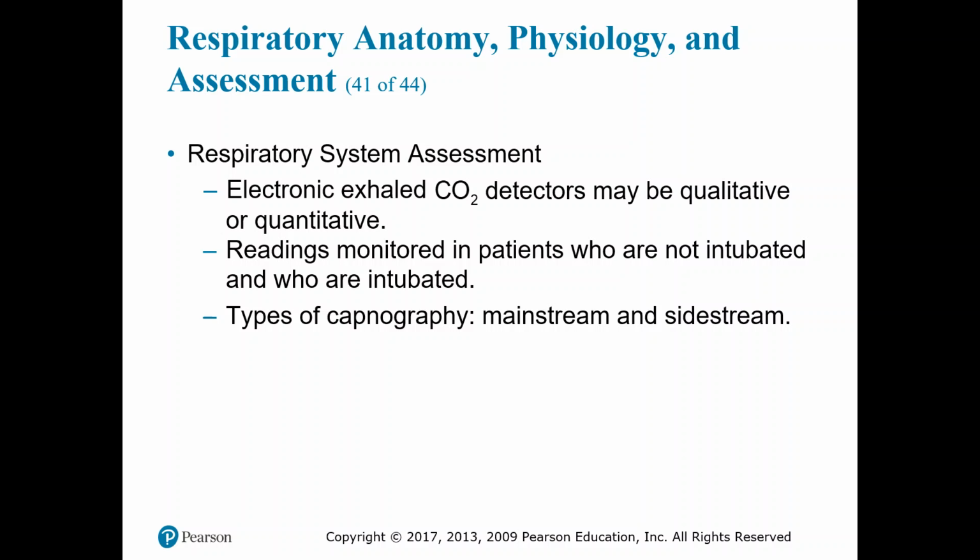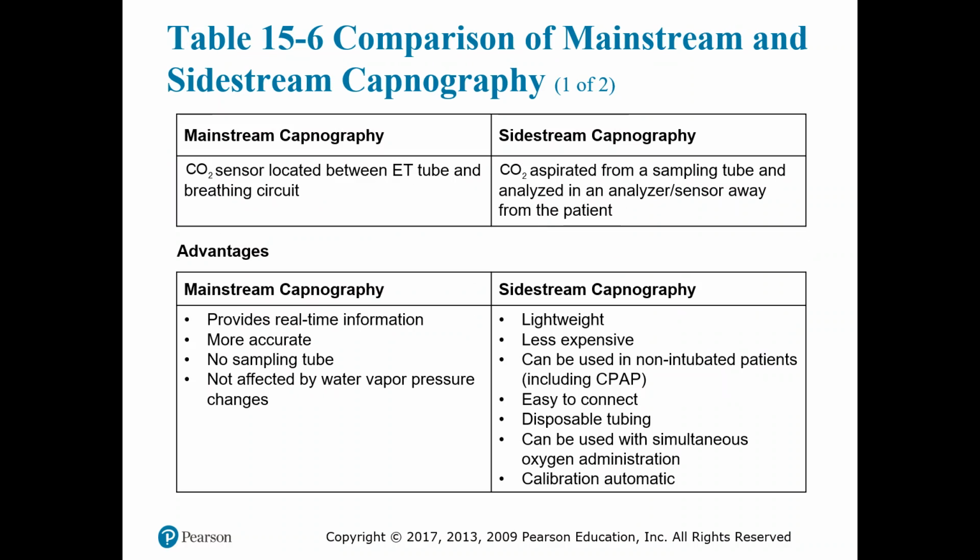Some of our advantages to either are, for mainstream capnography, the CO2 sensor is located directly between the ET tube and the breathing circuit, so it's as close to the patient as it could possibly get, and it measures the total amount of CO2 coming across its sensor. It provides real-time information because it's right there. It's more accurate because it's sampling the entire gas that's passing across its sensors. There's no sampling line, and it is not affected by water vapor or pressure changes.